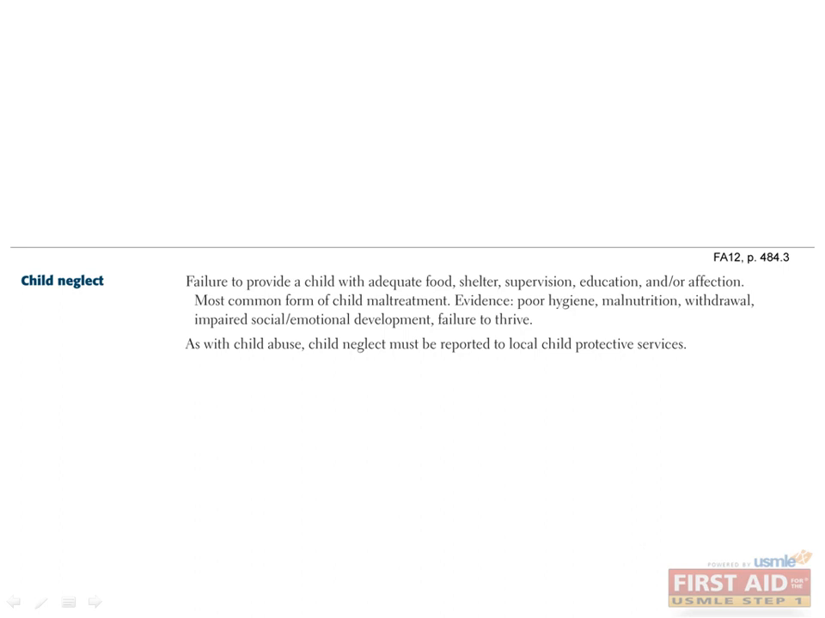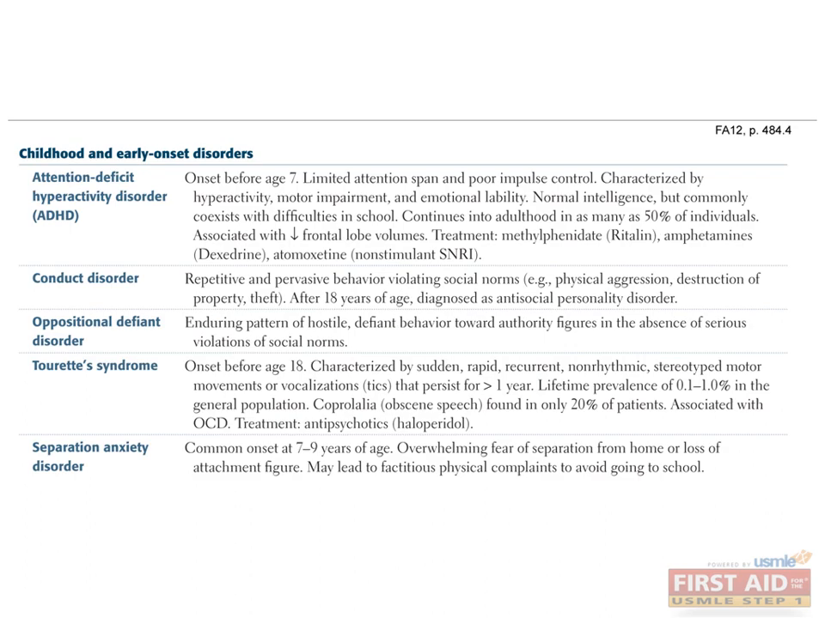Child neglect refers to the failure to provide a child with adequate food, shelter, supervision, education, and/or affection, and is the most common form of mistreatment. Children will usually present with poor hygiene, malnutrition, withdrawal, impaired social and emotional development, and failure to thrive. Such clinical scenarios must be reported to Child Protective Services, even if this violates doctor-patient confidentiality. On a similar note, reporting suspected elder abuse is also mandatory in most states.